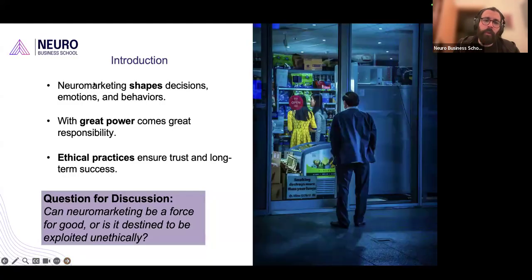Let's talk about this, at the beginning, the introduction. Neuromarketing shapes decisions, emotions, and behavior. So we have a really important responsibility. We have a great power, and as you know, with great power comes great responsibility. Ethical practices ensure trust and long-term success.